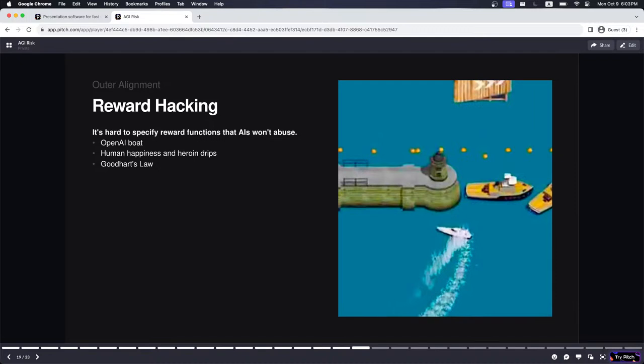So why does this matter on the scale of AGI, super intelligent AI? Because it might be possible that if you give an AI a reward signal that's maximize human happiness, it might decide that the best way to maximize human happiness is to force everybody onto a heroin drip. That's the problem with trying to specify complex goals like human morality and human values.